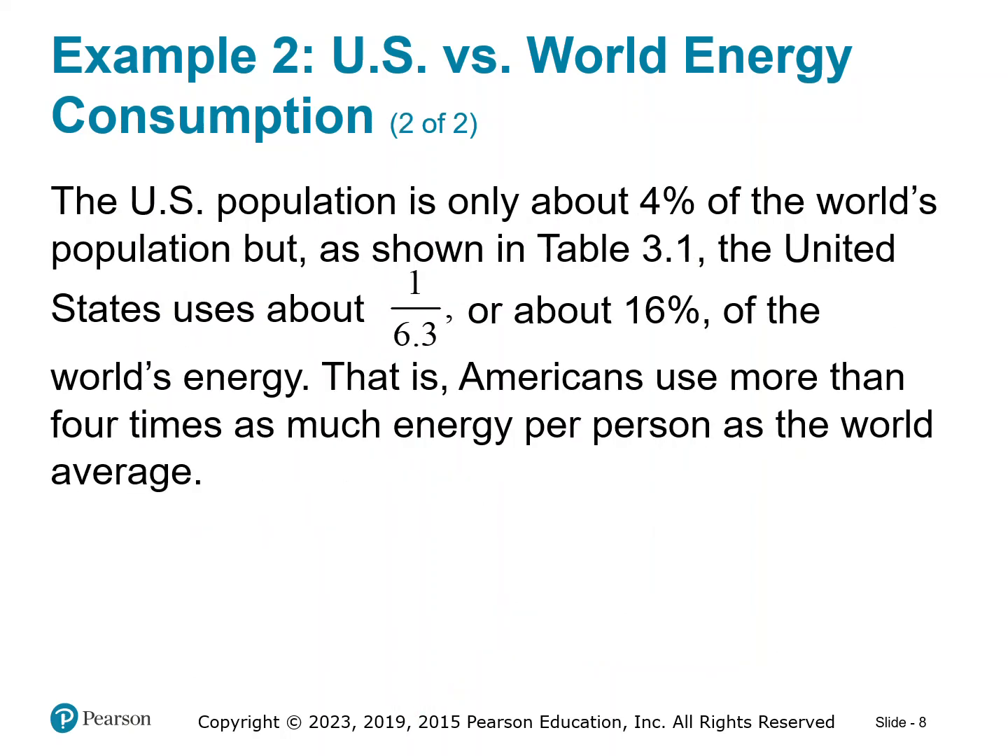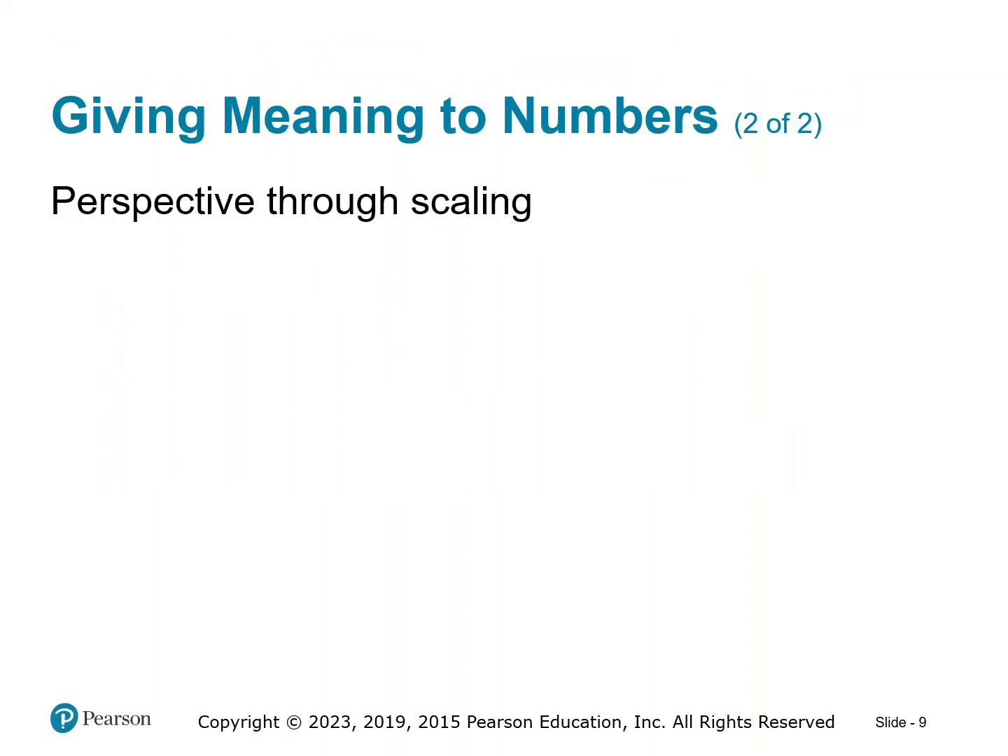We're nothing, right? U.S. population is only about 4%, 3.75, of the world's population, but as shown in table 3.1, the United States uses about 1 times 10 to the 20th energy, and the rest of the world uses 6.3 times 10 to the 20th. I don't remember what the units were. So 1 divided by 6.3 is about 16% of the world's energy. So Americans use more than 4 times as much energy per person as the world average. Yeah, we're to blame. We have a large responsibility in this idea.